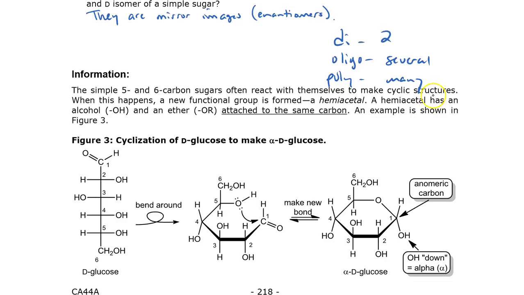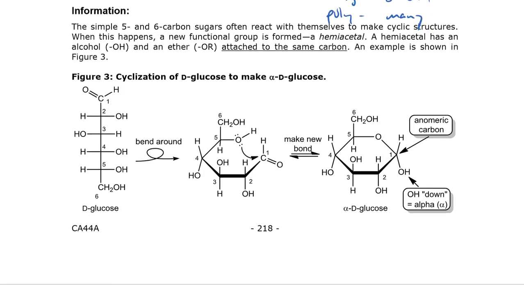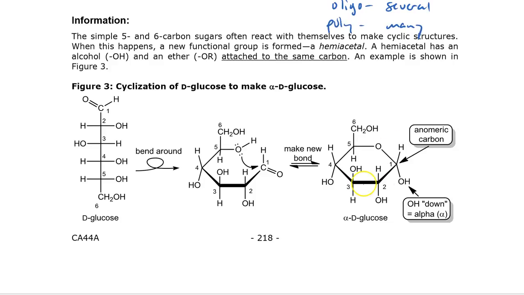What's the cutoff between several and many? That varies. Maybe several is 3 to 7. Maybe it's 3 to 20. Maybe many is 20 plus. It's a gray area. But in order to connect them together, they're going to cyclize. So here's the information. The simple 5 and 6 carbon sugars often react with themselves to make cyclic structures. When this happens, it makes a new functional group called a hemiacetal. A hemiacetal has both an alcohol and an ether group attached to the same carbon.